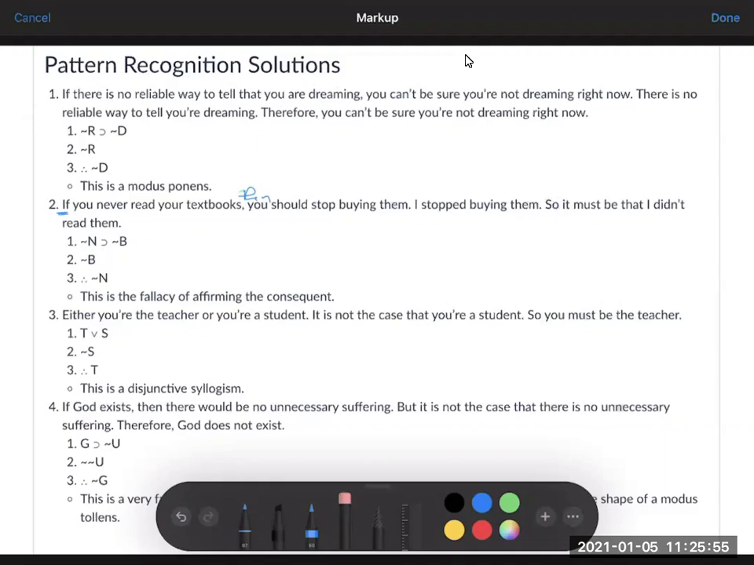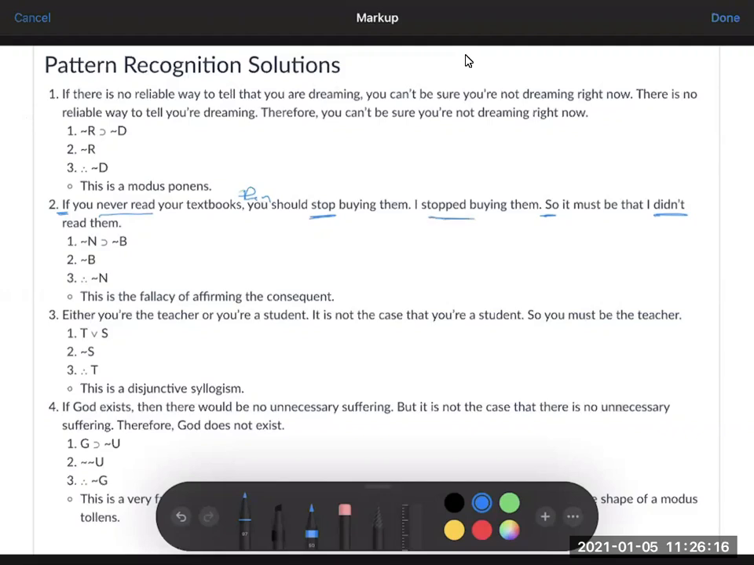So there's your conclusion indicator. Didn't read them, did not read them. So never read is essentially a no, right? So stop buying, that's essentially a no.